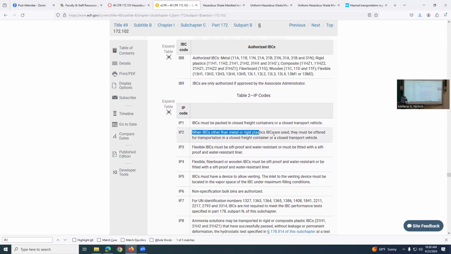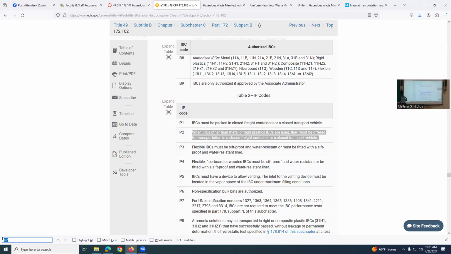So this is also going to apply to the potassium permanganate. When IBCs other than metal or rigid plastic IBCs are used, they must be offered for transport in a closed freight container or a closed transport vehicle. Okay, so that's a little bit more on the shipping information.